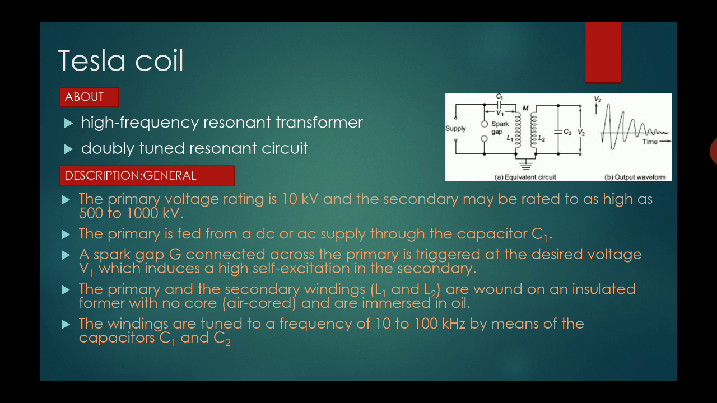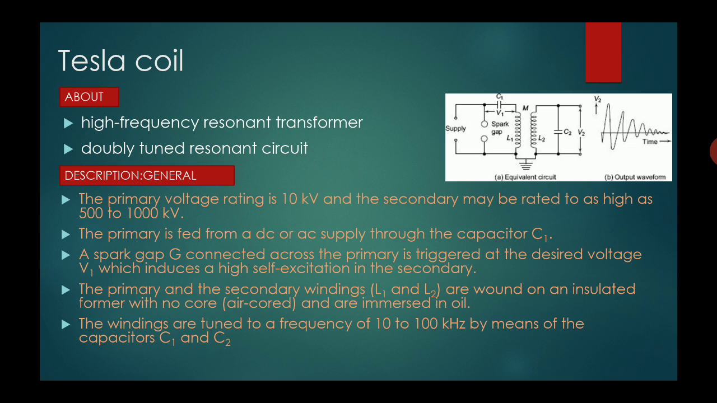The equivalent circuit diagram of the Tesla coil is given. You can see there is a supply, and a spark gap which is connected in parallel with a capacitor C1 and an inductor L1. An inductor L2 is in mutual inductance with L1 and is again connected in parallel to another capacitor C2, across which the high frequency voltage is obtained.